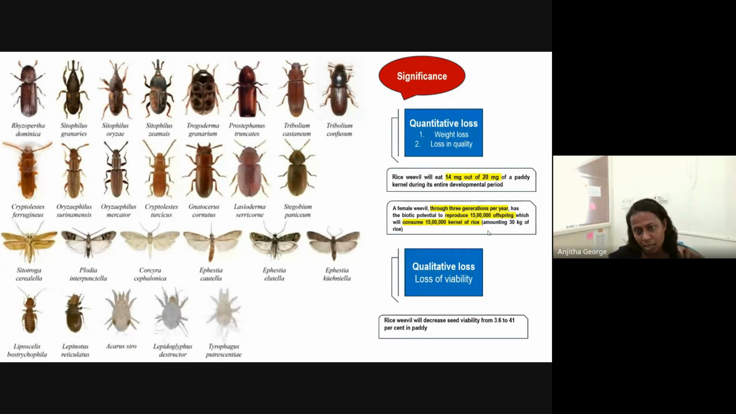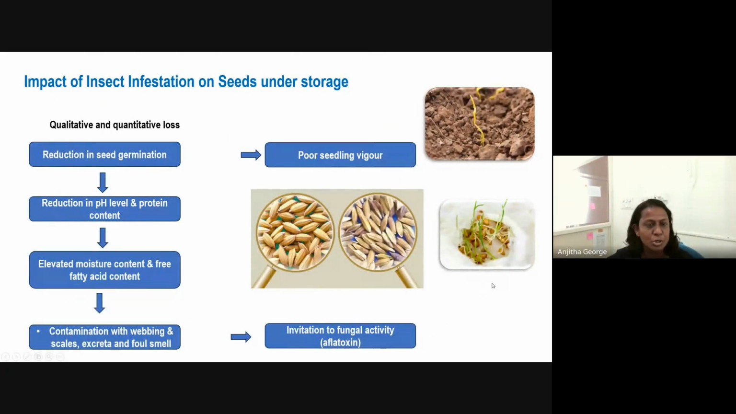and the coming progenies will be consuming the seeds, and you will not come to know. Maybe after 2-3 months, when you open the bins or your seed bags, only then you will come to know that the infestation level has gone to an alarming rate. So that is the kind of damage done by this storage insect pest.